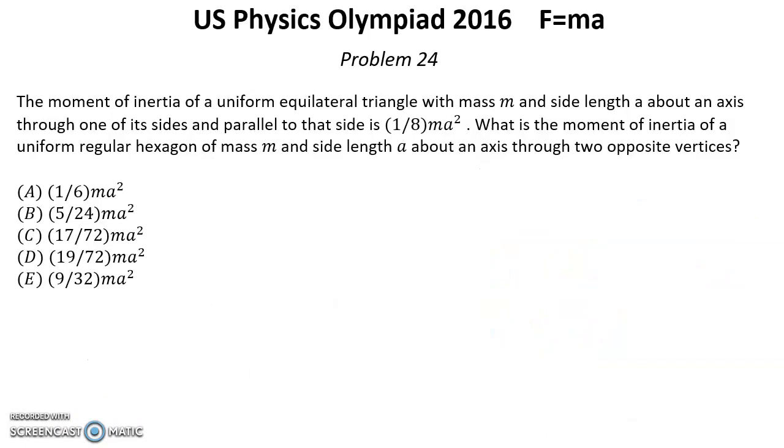Problem number 24. The moment of inertia of a uniform equilateral triangle with mass M and side length a about an axis through one of its sides and parallel to that side is 1/8 M a squared. What is the moment of inertia of a uniform regular hexagon of mass M and side length a about an axis through two opposite vertices?